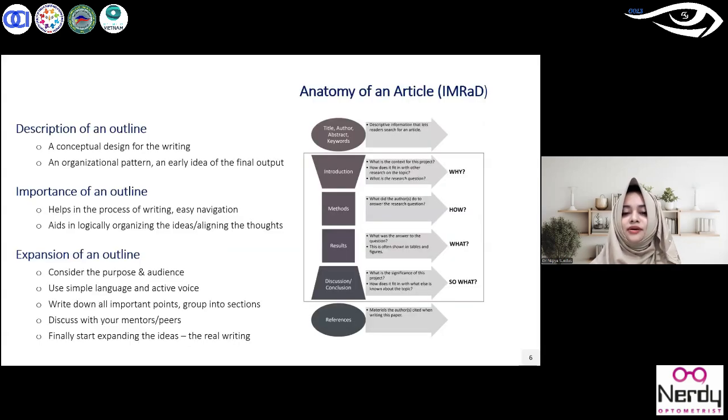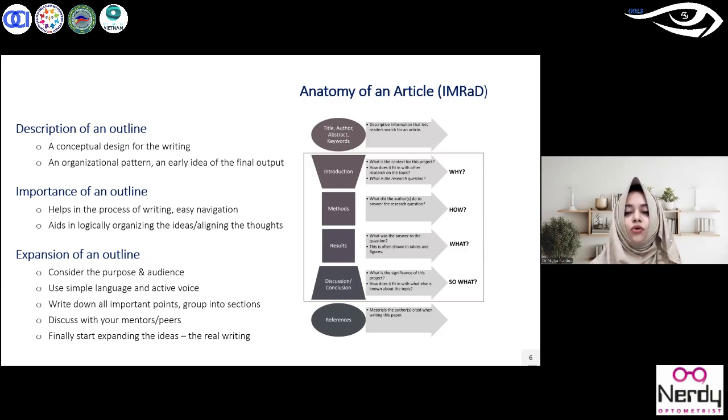From this whole story comes my first key point. Always remember to start with a framework or an outline. The outline helps us to a great extent to have a very organized pattern and even an early idea of the final output. It drives us through the process of writing in a very logical way.